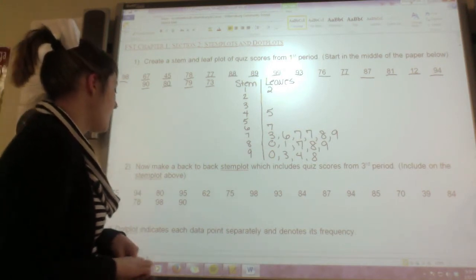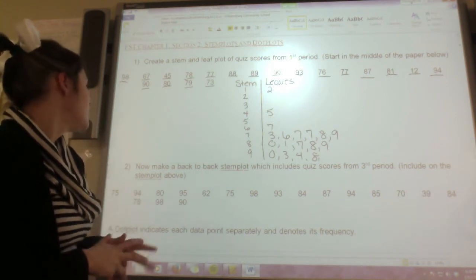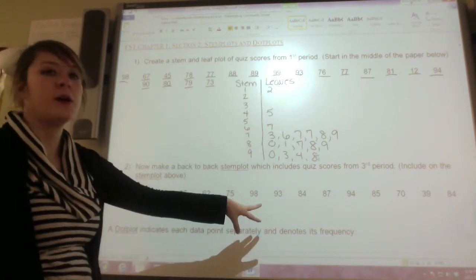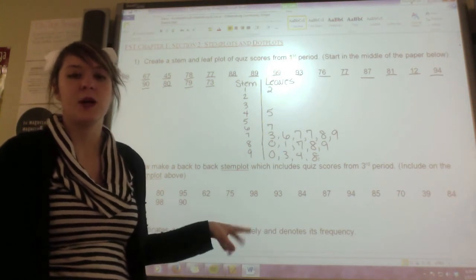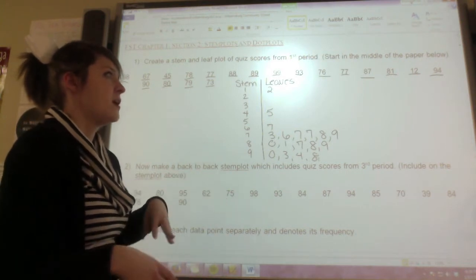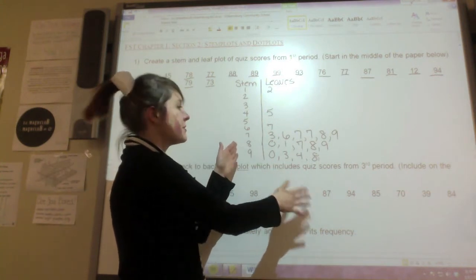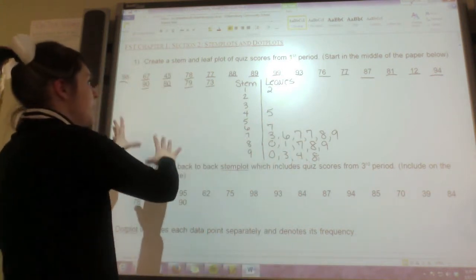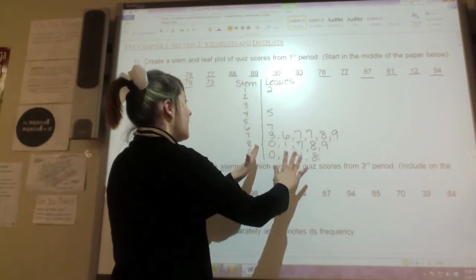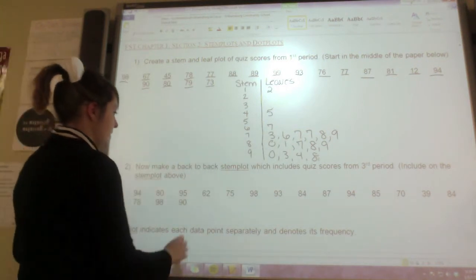Okay, next up they want to make a back-to-back stem plot, which includes the quiz scores from third period. So we're going to add to the stem plot that we've already created, we're going to add all the quiz scores from third period. Now back-to-back stem plots are really useful because what I can do is compare data sets really easily, and I can see where the different spreads are. For example, looking at this one, I can see that my 70s are really heavy, so a lot of my quiz scores are in my 70s. Well, maybe when I look at my next one, I can see that the quiz scores on this graph are all centralizing around 7, 8, 9, whereas maybe the ones on the next one are going to be a lot lower. So then I can easily compare my two sets.